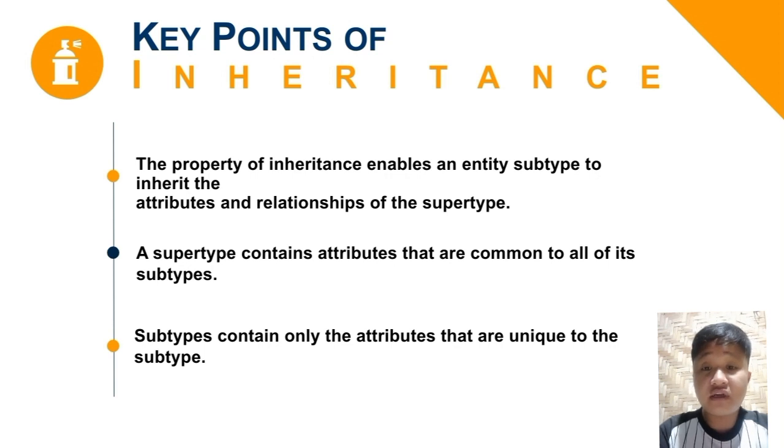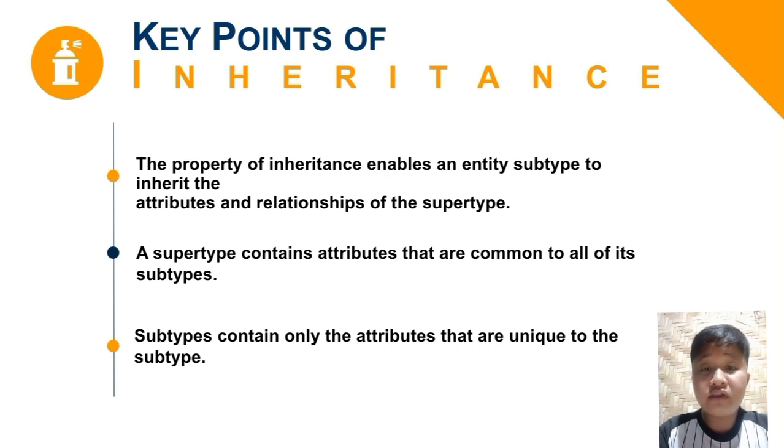A supertype contains attributes that are common to all of its subtypes. A supertype holds attributes that are shared among all its subtypes. This means it encapsulates common characteristics, forming a general category that can be further specialized by its subtypes, promoting a logical and efficient data structure.